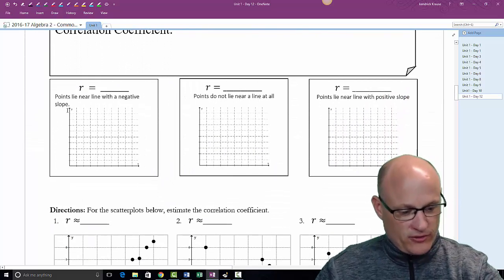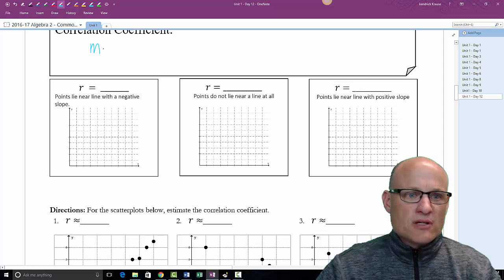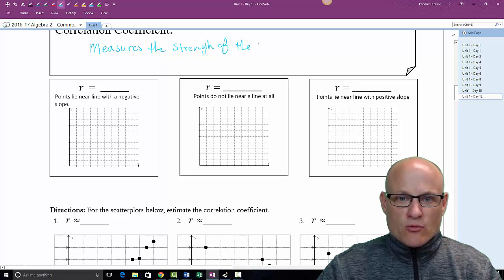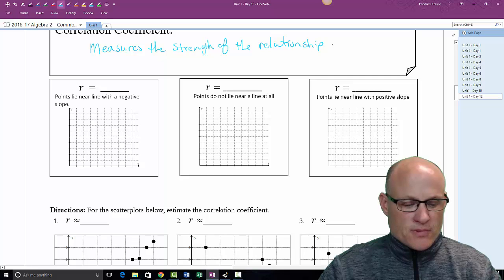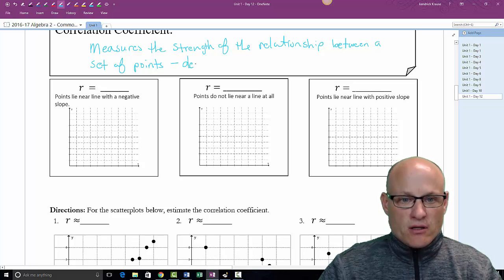Let's define correlation coefficient. All right, so it measures the strength of the relationship between a set of points. It's denoted by R.